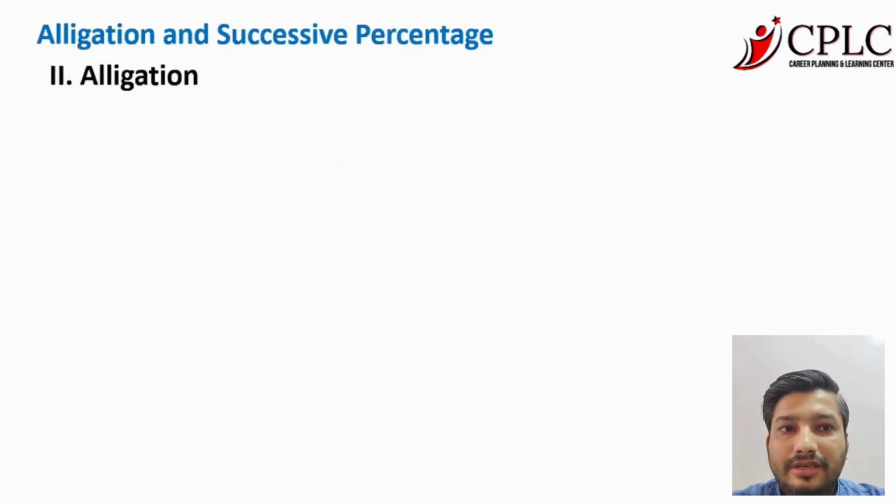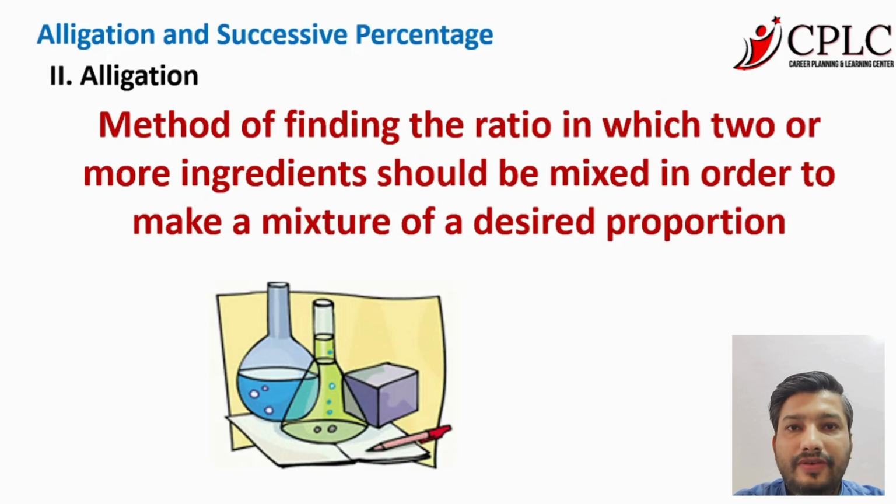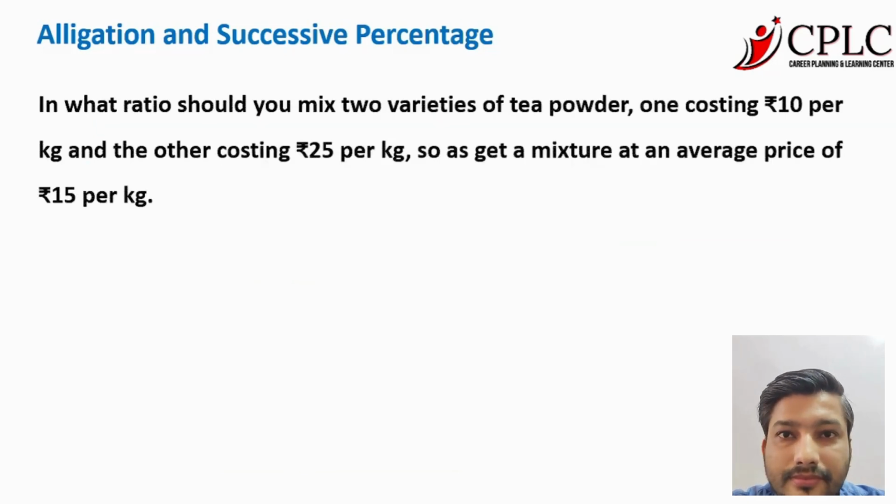So allegation is basically a very simple definition. For example, let's say you want to mix two or more quantities in a specific ratio to get the desired proportion. So in what ratio should you mix them? If you want to find that ratio, basically the mixing ratio, then we are going to use allegation as the concept. Now how do we use that? Let's try and understand using a question.